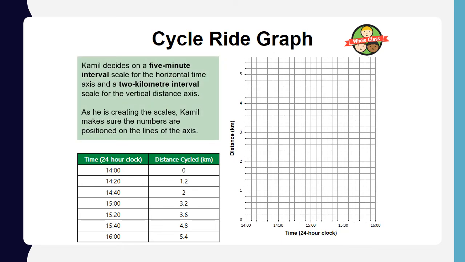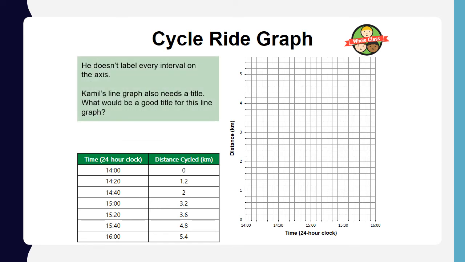Well, Camille decides on a 5-minute interval scale for the horizontal time axis and a 2 kilometre interval scale for the vertical distance axis. So his x-axis is going up in 5-minute intervals, and his y-axis is going up in 2 kilometre intervals. As he is creating the scales, Camille makes sure that the numbers are positioned on the lines of the axis. He doesn't label every interval on the axis.